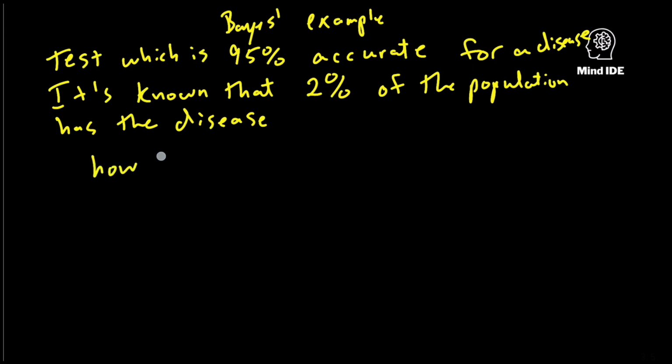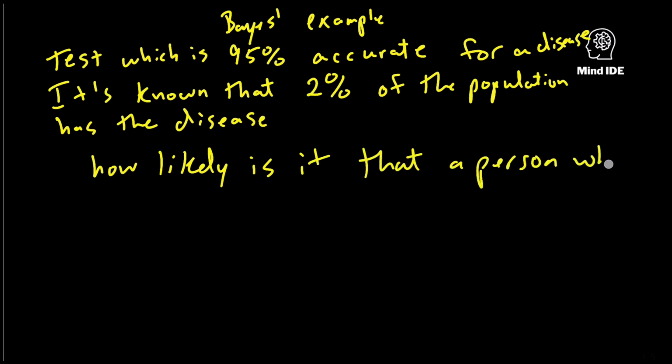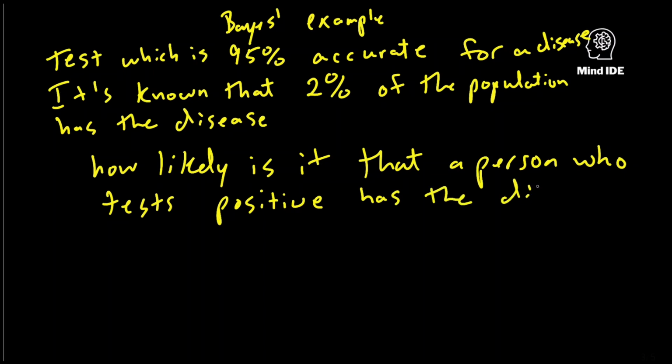So how likely is it that a person who tests positive has the disease? So you take this test kit home, you test yourself, you're positive, you know that 2% of the population has the disease. How likely is it that you actually have the disease? So that's what we're going to try to figure out.